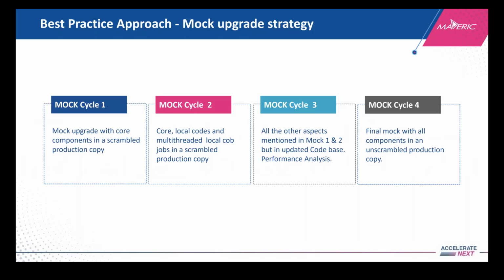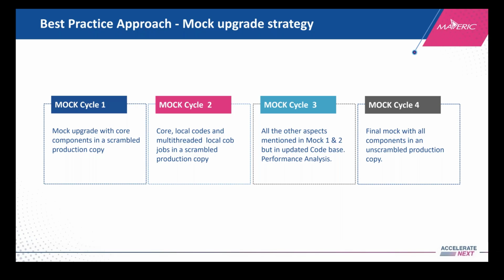Planning mocks and executing them in a timely manner is one of the most critical factors for success of an upgrade project. What we have shown here is the best practice approach. So we have divided the total mock cycles into 4 cycles: mock cycle 1, mock cycle 2, mock cycle 3, and mock cycle 4. What it essentially means is that inside a cycle there can be multiple mocks depending on your context. Generally, in mock cycle 1, we do a mock upgrade with core components in a scrambled production copy. So we are not considering the local components yet, but only the core, and we are checking how it runs in the newer release.